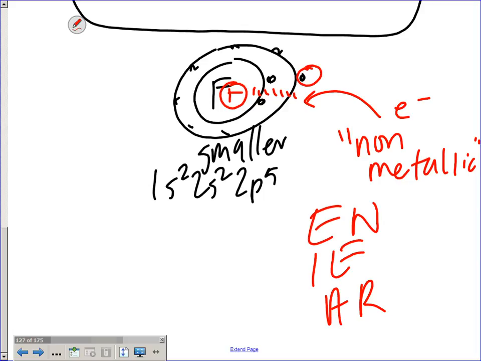Darcy. They are all non-metallic. However, I'm glad you said that. So fluorine has 2 energy levels, right? But like, let's look at iodine. Count down. How many energy levels does iodine have? Look at iodine. So it goes all the way down to 5. 1, 2, 3, 4, 5.